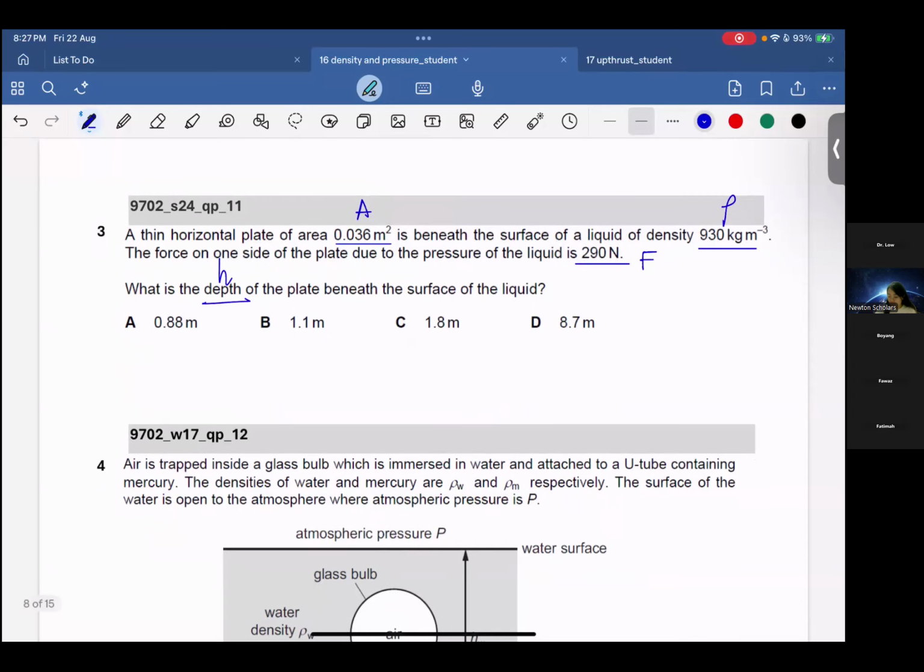Pressure in solid is P equals F over A. Pressure in liquid is P equals rho GH. So here, F over A equals rho GH. Using this formula, you do substitution and you will know what your height is. Boys and girls, do the calculation and then tell me.